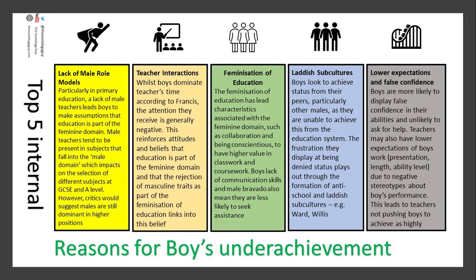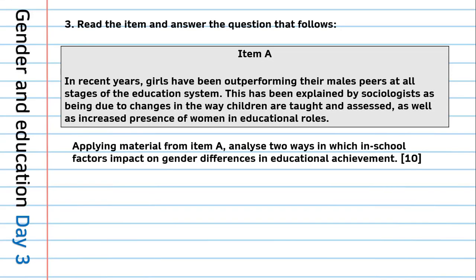Therefore, boys who do well in education tend to be mocked by other boys. We can also talk about how with lots of boys underachieving, they become very frustrated with the education system and they act out against it. Lower expectations and false confidence. So teachers may have lower expectations of boys. Boys may have false confidence in themselves. Boys may think that they can pass with minimal effort, whereas girls tend to underestimate their own ability, and therefore they probably work harder. That is another reason that we could use to explain the differences between achievement for males and females. Let's look at the question.